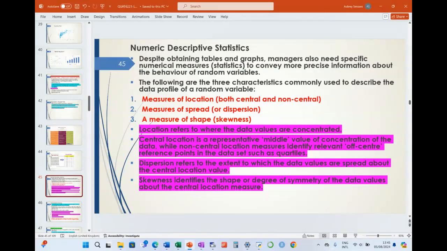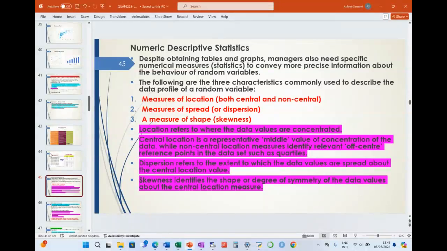Then numeric descriptive statistics. We've got measures of location, both central and non-central. We've got measures of spread, dispersion, and skewness. These are the things that we are going to touch on before we leave today.